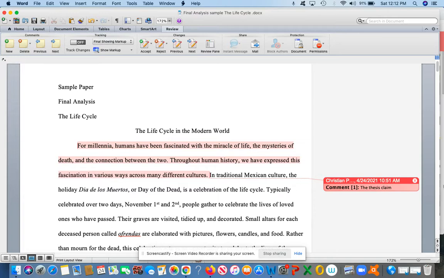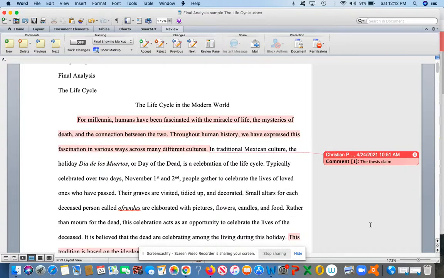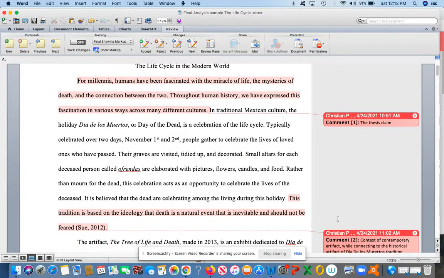It starts off with our thesis claim, right, supporting the theme of the life cycle. And that's that this has been passed down through human history, expressed in various ways from different cultures. Broad, but it works. Then the paper moves on to a brief description of Dia de los Muertos.